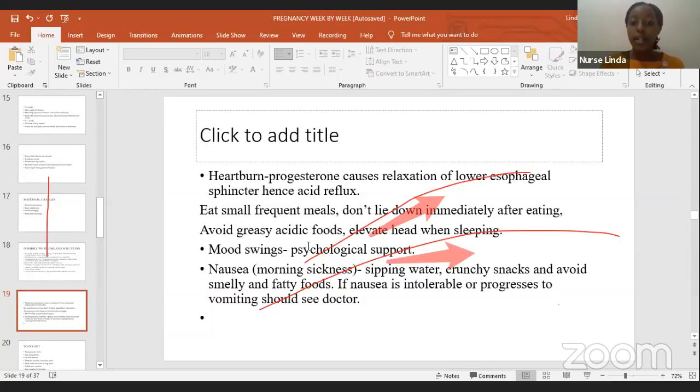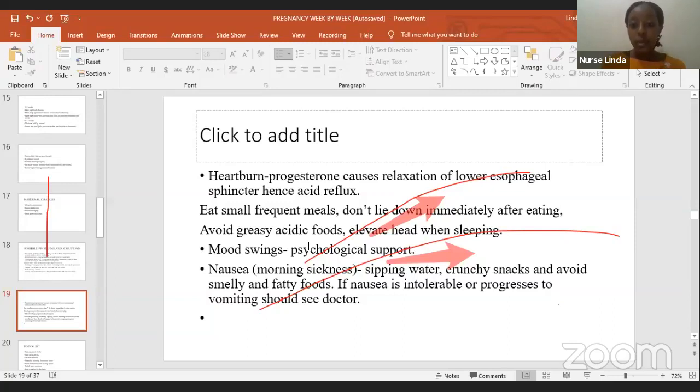And the woman can manage this by taking small frequent meals so that the stomach is not full and food has to come out again. So they can just plan their meals in a way they don't take big, bulky meals at a go, just taking small but frequent meals.